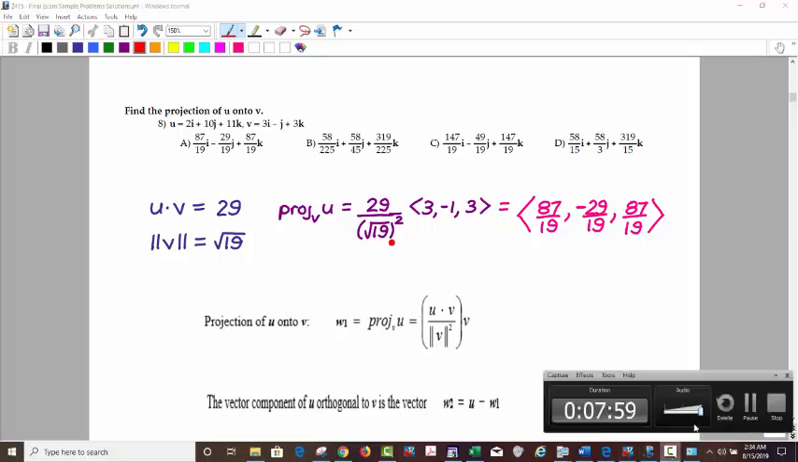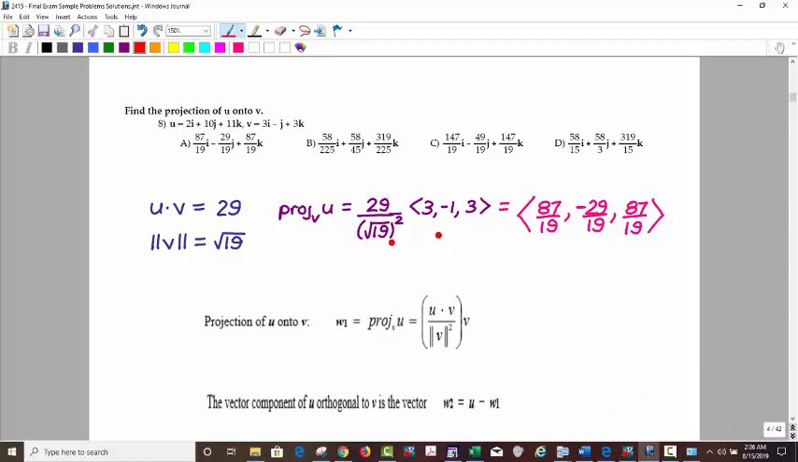Let's see. Times 3, negative 1, 3. So 29 over 19 times 3, negative 1, 3 will give us 87 over 19, negative 29 over 19, and 87 over 19, which will be that answer A right there.